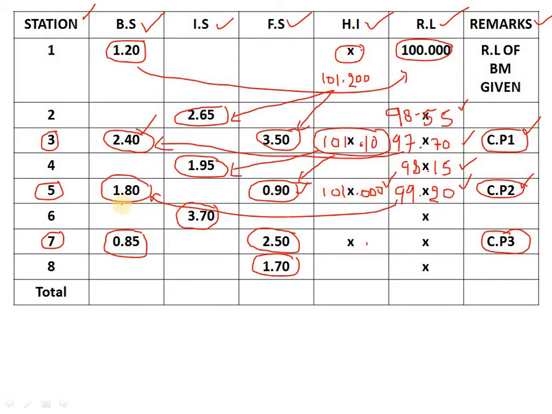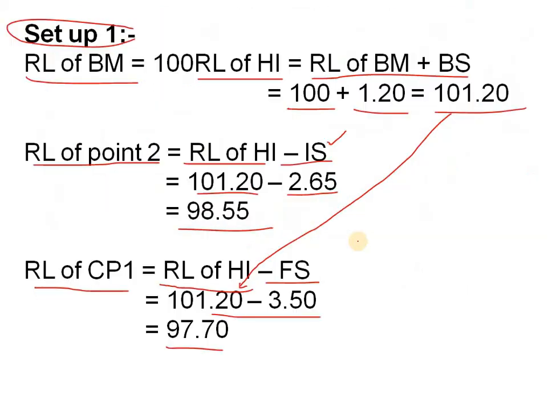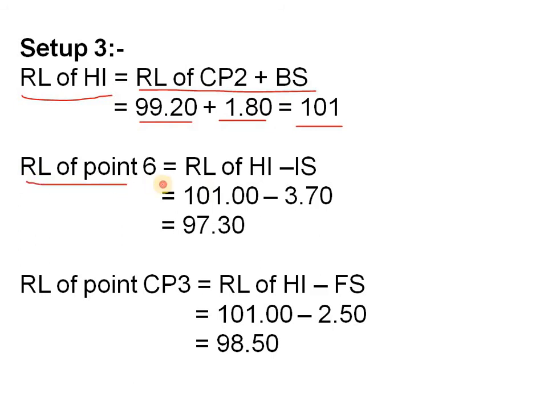Up to here we have got the height of the instrument at station point 5. Now let us calculate the RL of station 6. We have got the height of the instrument at the 5th station. Same process: 101.00 minus IS, which is at station point 6, 3.7. So RL of station point 6 is equal to RL of HI minus IS, equal to 101.00 minus 3.7, and we will get 97.30.